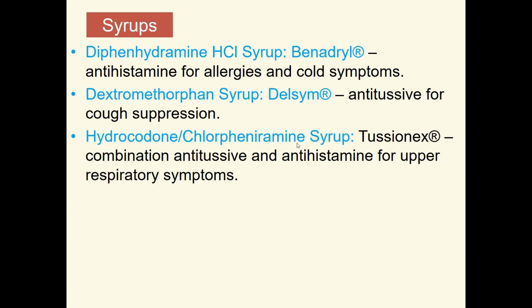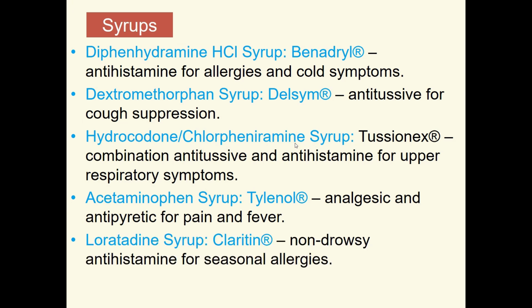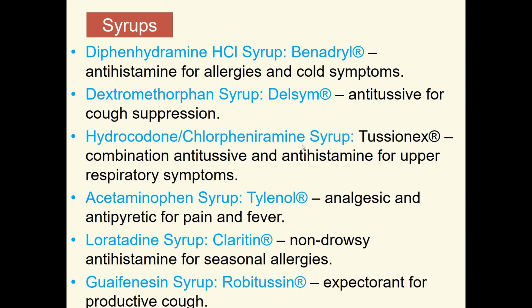Hydrocodone and chlorpheniramine are used in combination for upper respiratory symptoms. Acetaminophen syrup, an analgesic for pain and fever. Loratadine, a non-drowsy antihistamine for seasonal allergies. And guaifenesin syrup as an expectorant for productive cough. These are the very popular syrups. Most of them contain sugar. However, there are sugar-free syrups also available for diabetic patients.